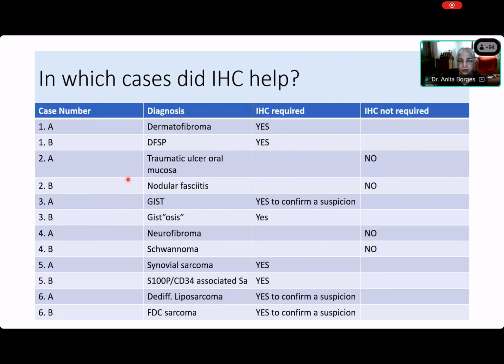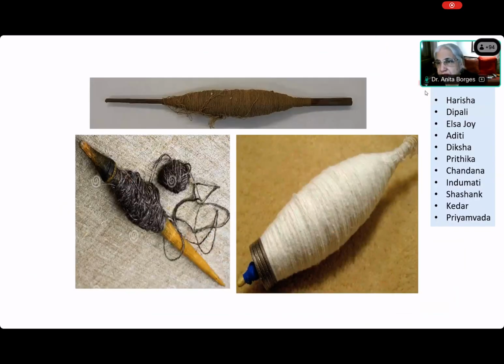Okay, so that's the end of my talk. If there are any questions, I'll answer them, but I think most of you are very tired. And I want to thank all of you. I called you Hanisha, but your name is actually Saida, Dipali, Elsa Joy, Aditi, Diksha, Pritika. I don't know where Shashank went, he disappeared. But all of you, Chandana, Indumati, Priyamvada, Kedar, all of you, thank you. I don't think Indumati was here. Thank you, ma'am. Yeah, so thank you very much.